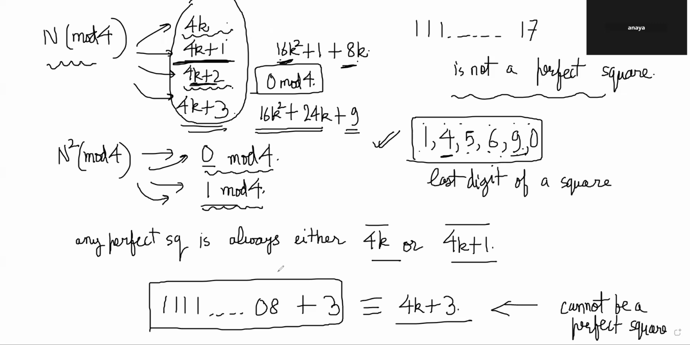So remember, this point is super important: any perfect square is always of the form 4k or 4k plus 1. It will be used in many problems. Okay.